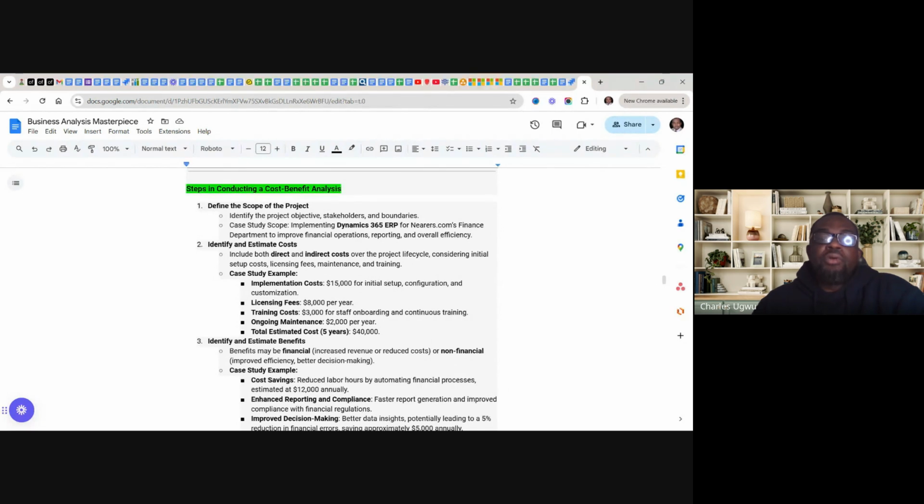So now looking at the implementation, we have the implementation is around, let's just say $15,000 for initial setup, configuration, and customization. So this is what we are going to pay the business analysts and the developers that are going to work on this project for this period of time. They are the people that are going to set it up, do the configuration and customization.